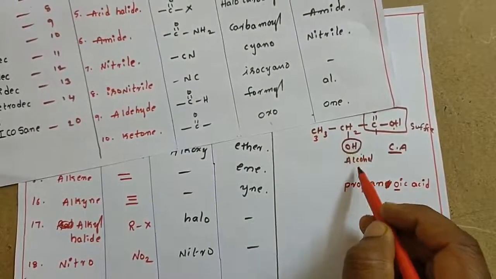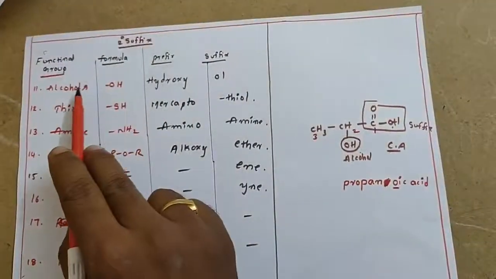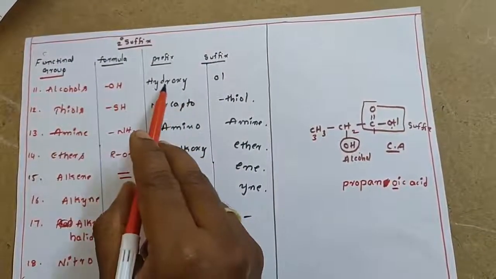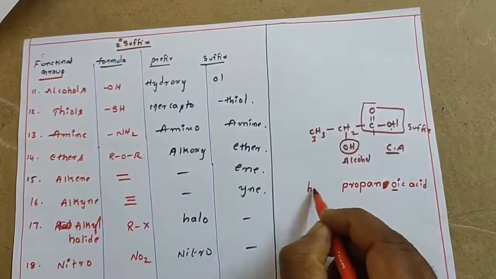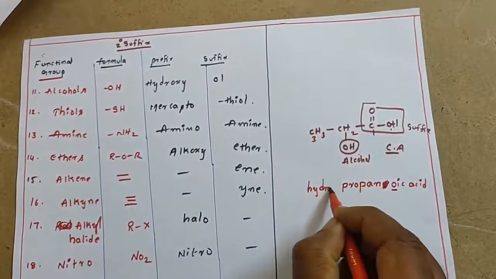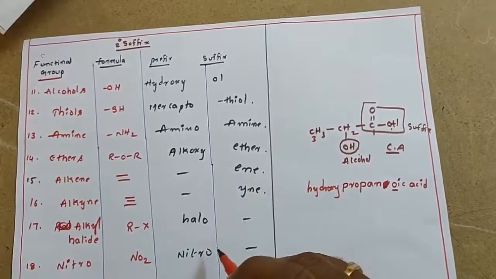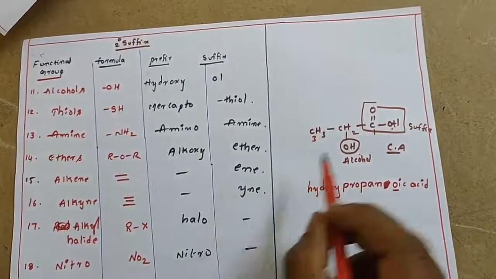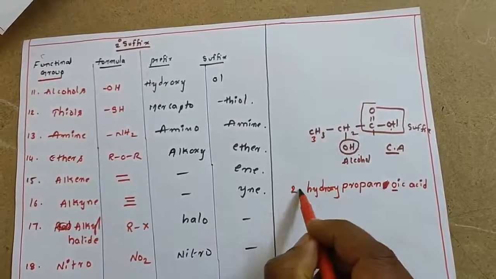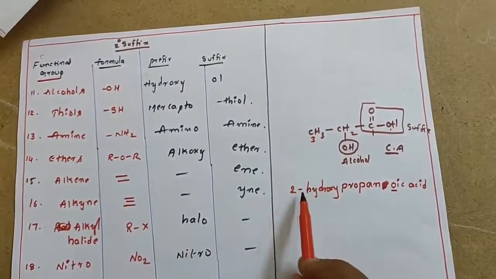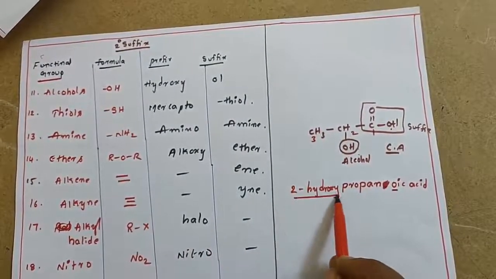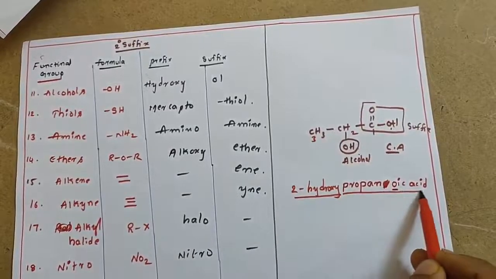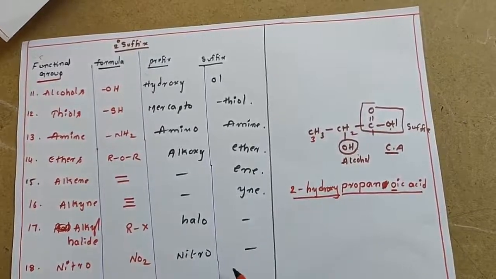What is the prefix here? Alcohol. What is the alcohol prefix? The alcohol prefix is mentioned here, that is called hydroxy. Hydroxy is the alcohol prefix. And what is the position of that hydroxy? Second is the position of the hydroxy. Then this name is called 2-hydroxy propanoic acid.